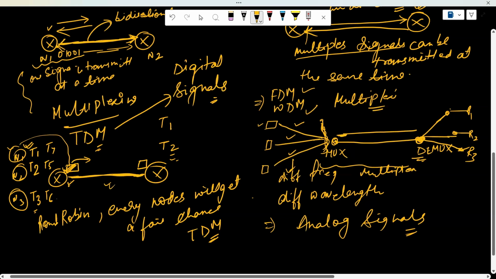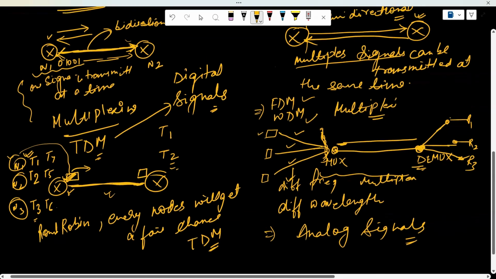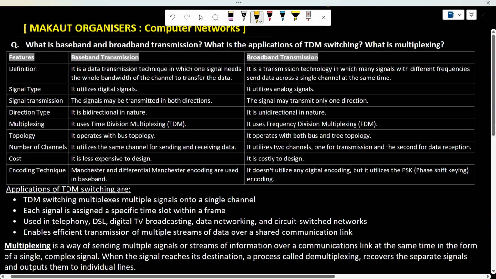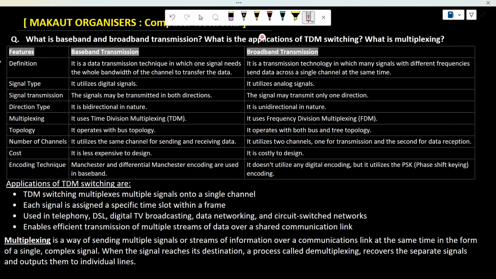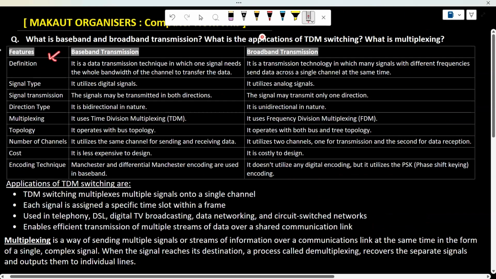So we have seen what is baseband, what is broadband, what is multiplexing, everything. Now let's see the definition. Baseband is a data transmission technique in which one signal needs the whole bandwidth of the channel to transfer the data. That means there is one channel, and this channel is being used by one signal at a time.